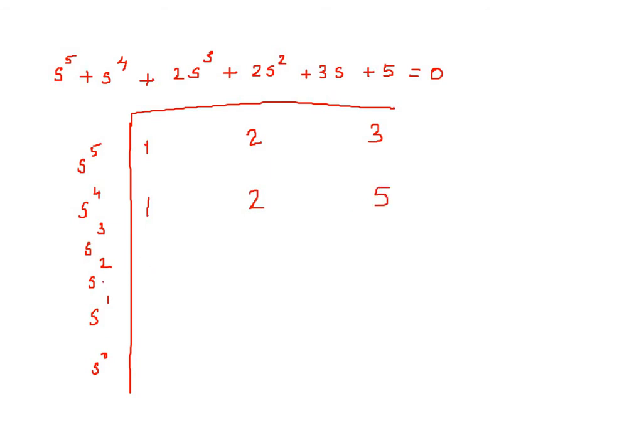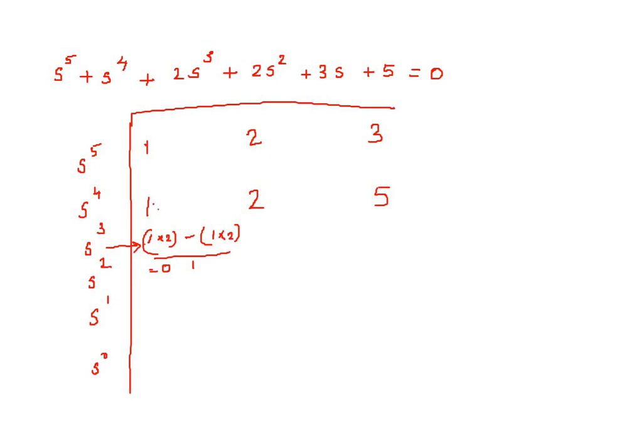Now we have to find the row corresponding to s cube. So how can you do that? In order to find the value here you have to multiply 1 into 2 minus 1 into 2 divided by 1. So you will get that as 0. So we are doing this for the row s cube, and we will get that value as 0.